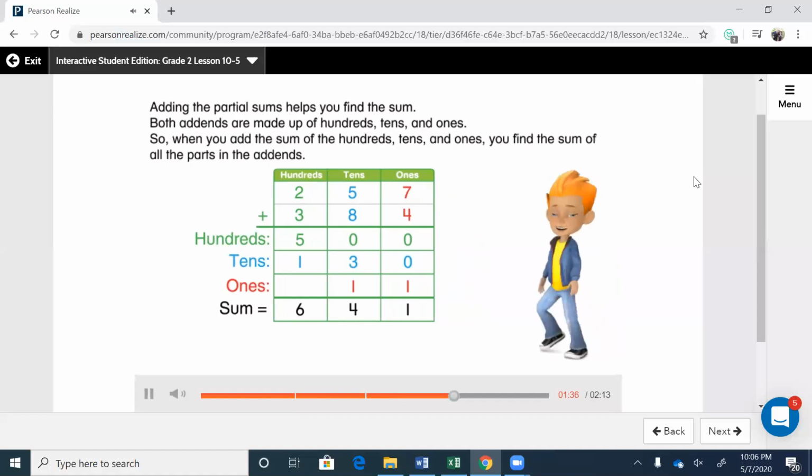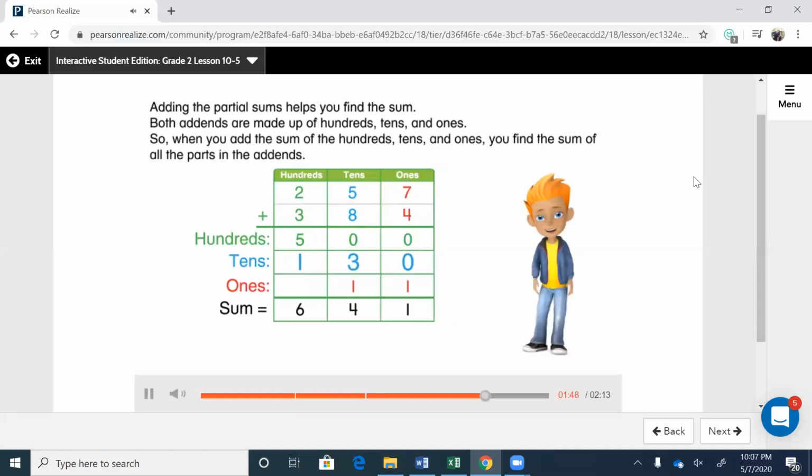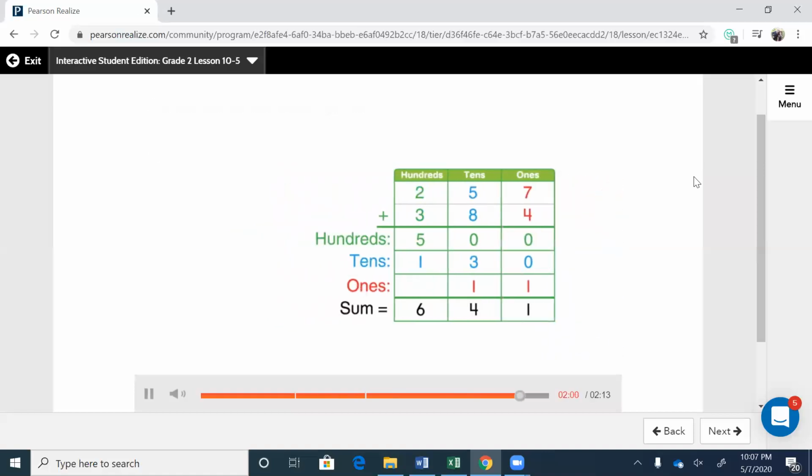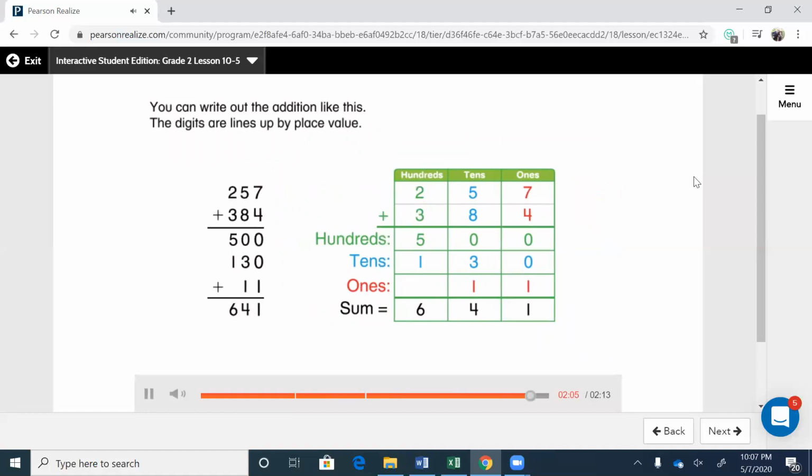Adding the partial sums helps you find the sum. Both addends are made up of hundreds, tens, and ones. So when you add the sum of the hundreds, tens, and ones, you find the sum of all the parts in the addends. Using partial sums makes adding big numbers easier. You can write out the addition like this. The digits are lined up by place value. It makes it easy to keep track of the place value of the digits and the partial sums.